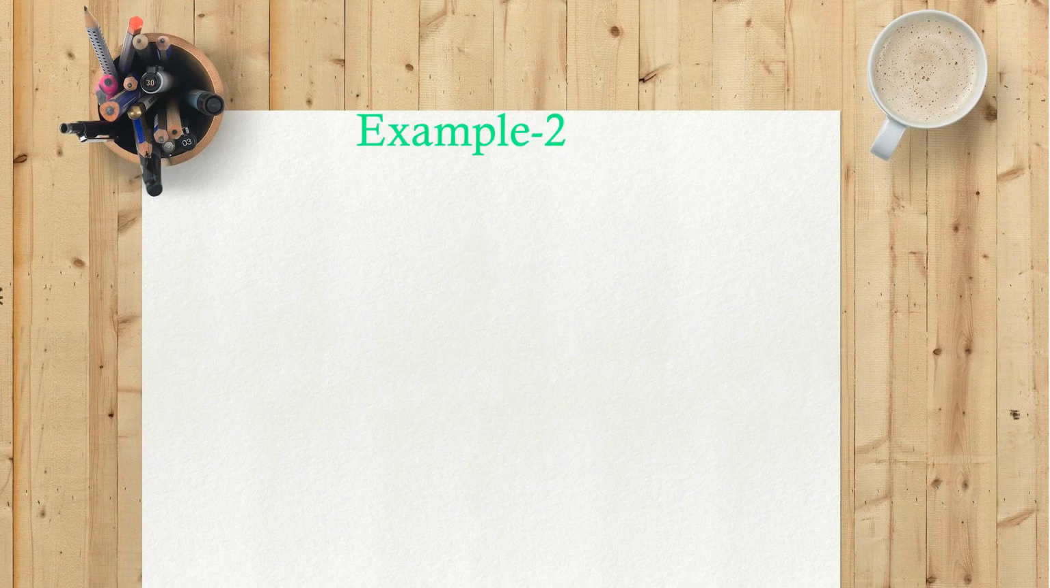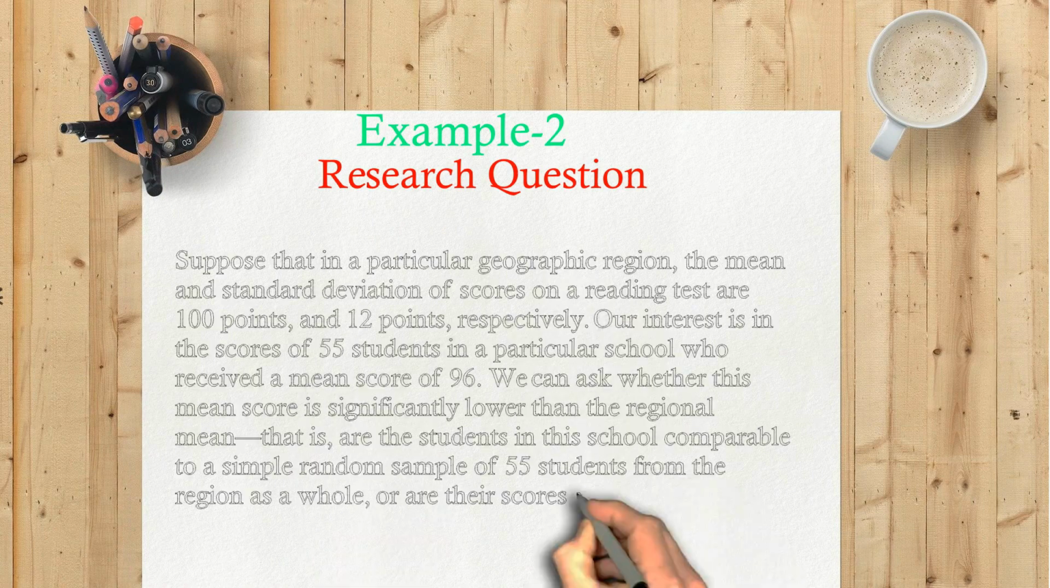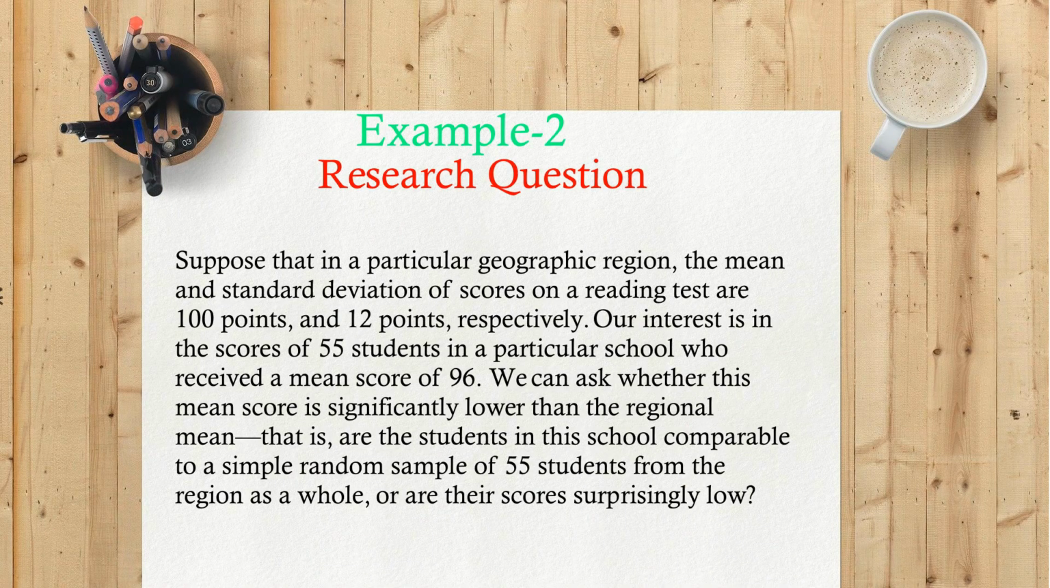Example 2. Research question. Suppose that, in a particular geographic region, the mean and standard deviation of scores on a reading test are 100 points and 12 points, respectively. Our interest is in the scores of 55 students in a particular school who received a mean score of 96. We can ask whether this mean score is significantly lower than the regional mean, that is, are the students in this school comparable to a simple random sample of 55 students from the region as a whole, or are their scores surprisingly low?